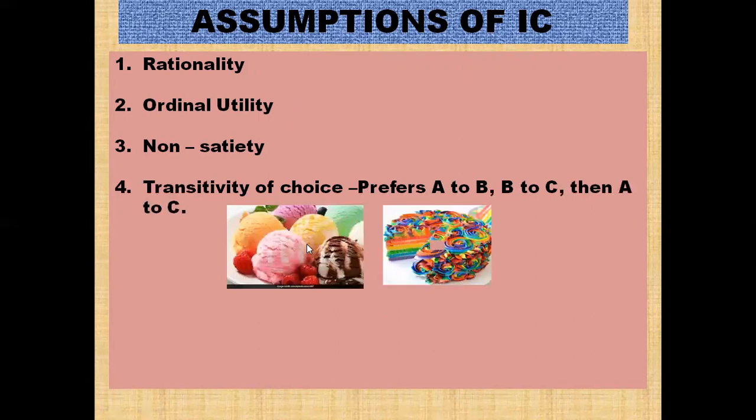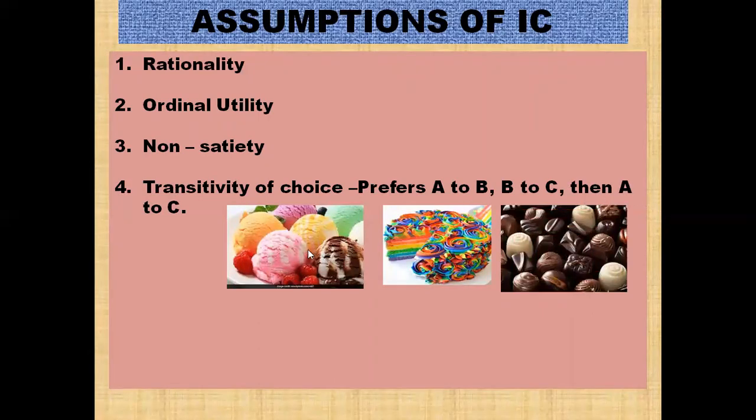Now, transitivity of choice. Suppose there are three goods A, B, and C. Suppose he prefers A to B, that is ice cream to cake, and B to C, that is cake to chocolates. Then definitely he will prefer ice cream to chocolates, that is, he will prefer A to C, with transitivity of choice. We have studied transitivity in mathematics as well. Diminishing MRS: I've already explained what diminishing MRS is. So indifference curve analysis is based on the assumption of diminishing MRS, that is, MRS decreases.